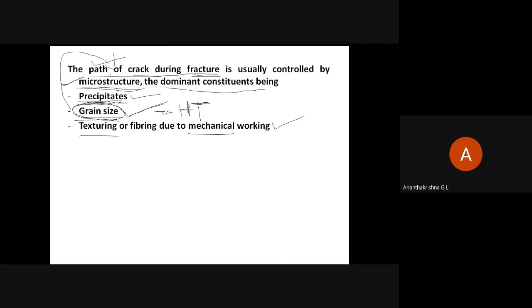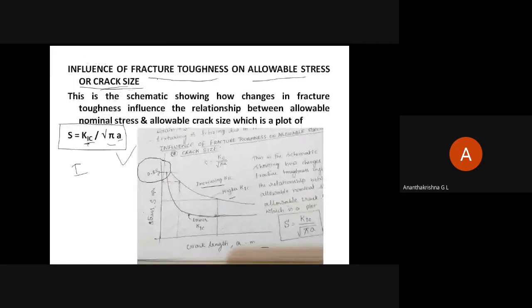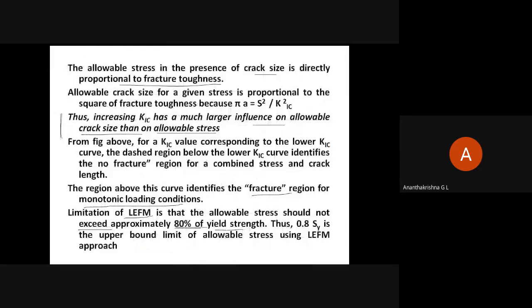Also, the path of crack, that is nucleation and propagation of crack, is controlled by three parameters: precipitates, grain size, and texturing due to mechanical working. So these are all the things that we learnt in fracture mechanics. Then we are going to go for fatigue crack growth.